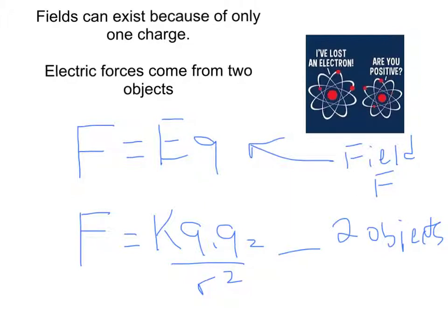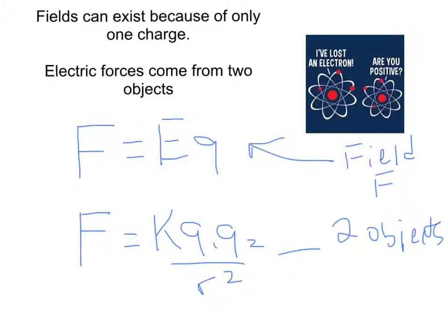Again, there doesn't have to be anything in the field other than the charge that creates it. Now, electric forces, on the other hand, have to come from two objects. It can come from a charge, or it can come from a charge and an electric field. It's really the same thing as gravity, and that makes a lot of sense in the fact that you can have a gravitational force anytime you have two masses. You can also have a gravitational force anytime you have a mass and a gravitational field.